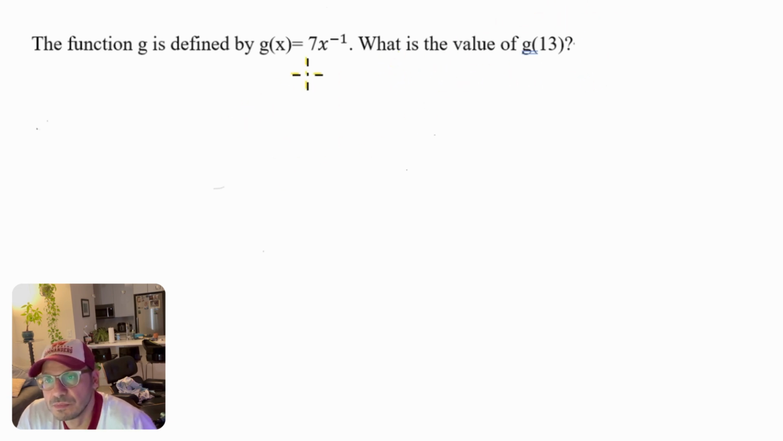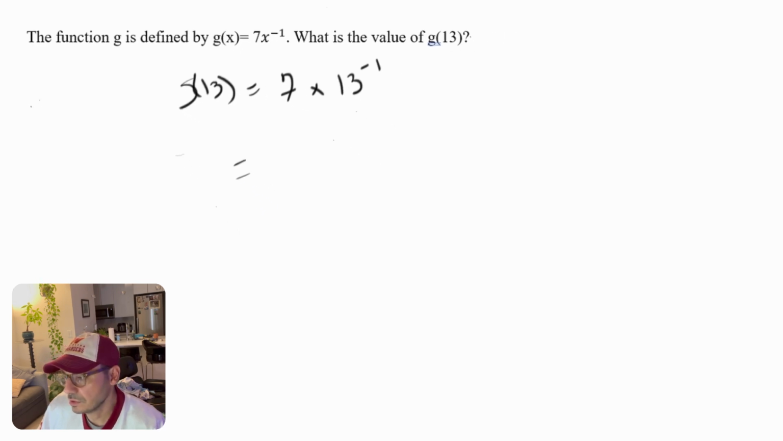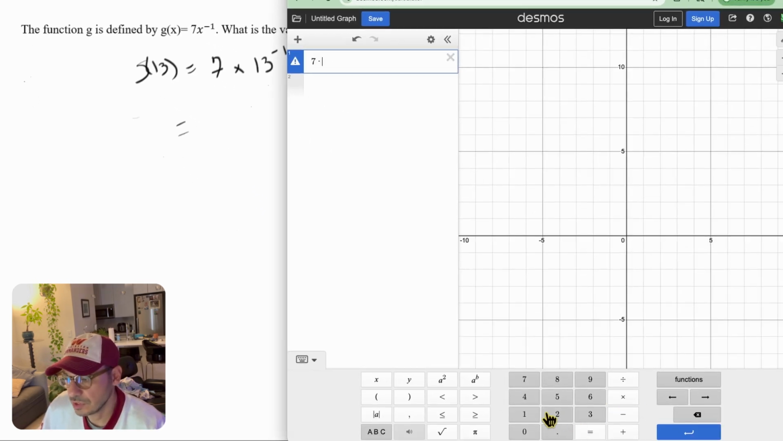So we're just replacing x with 13. g of 13 equals, instead of 7x to the -1, it's 7 times 13 to the -1. And all we do is put that into Desmos. 7 times 13 raised to the -1 power. And here's our answer, 0.53846, and so on.